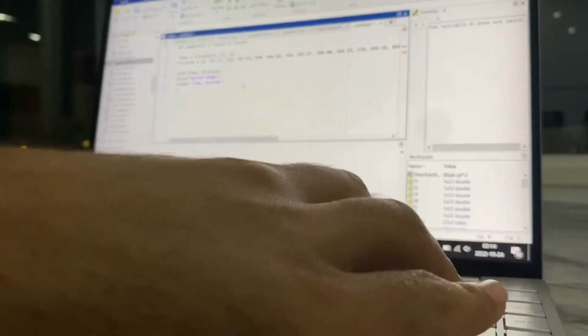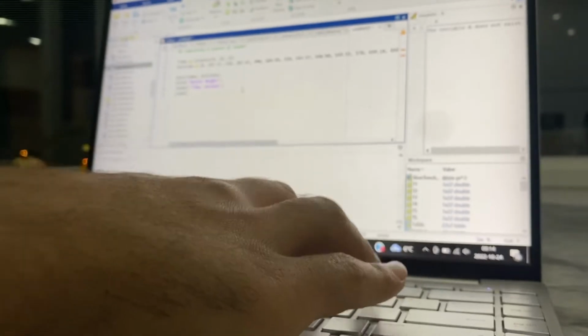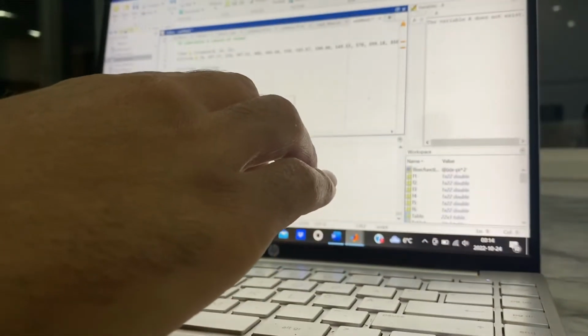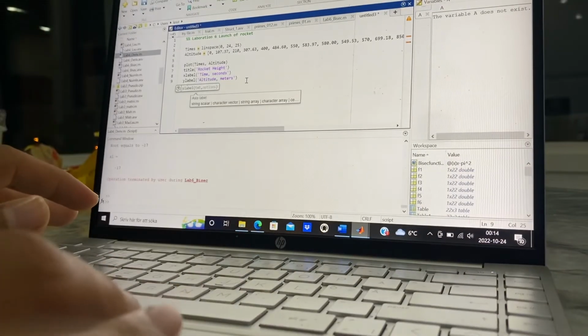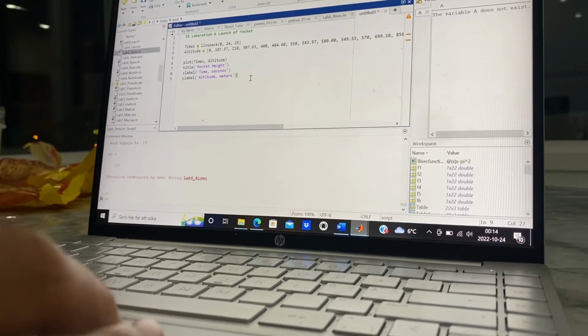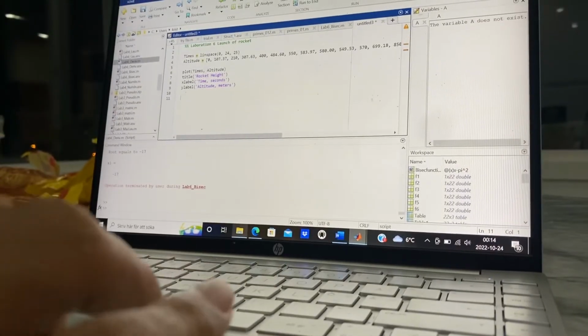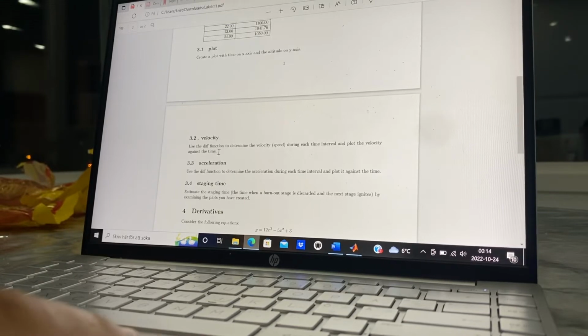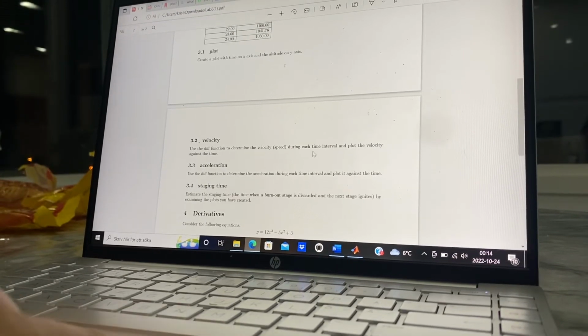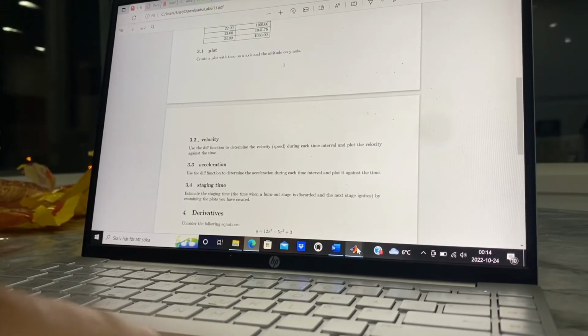The Y label is altitude in meters. And then it says that I need to use the diff function to determine the velocity, which is the speed during each time interval, and plot the velocity against the time.